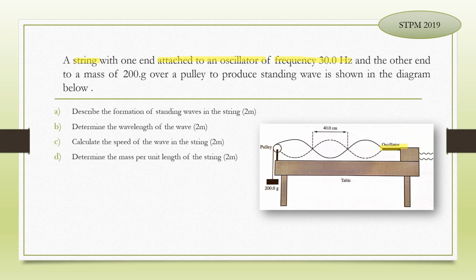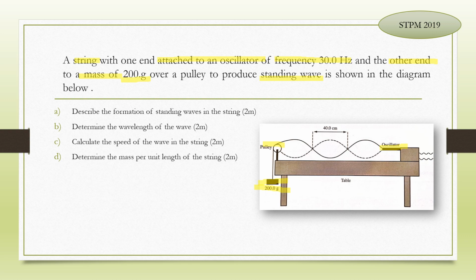And the other end to a mass of 200 gram. Okay, so we have the other end fixed to a pulley, which is indirectly fixed to a mass of 200 gram. To produce what? Standing wave, as shown in the diagram below.